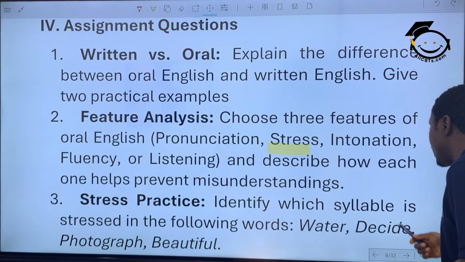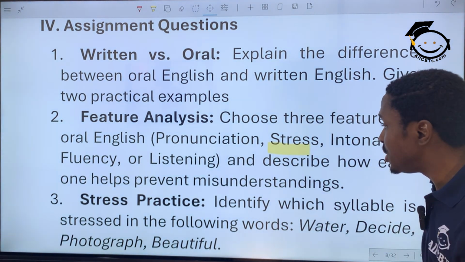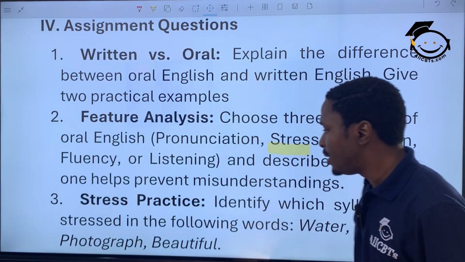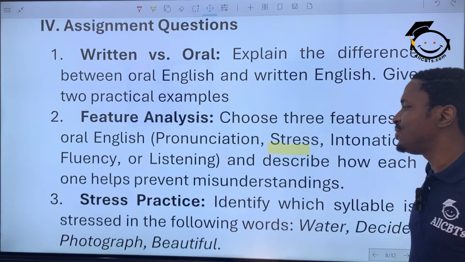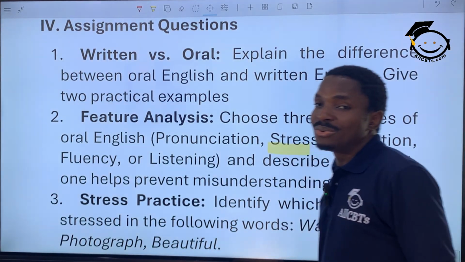Now, water, decide, two syllables each. Photograph, three. Beautiful, three. Where is the stress? Identify the stress in each of these words.